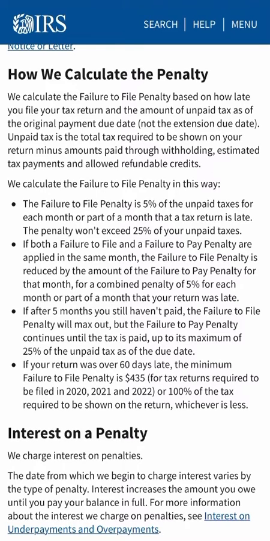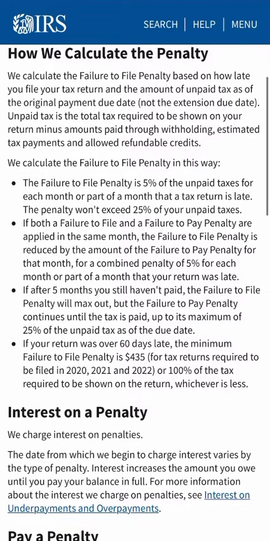So any unpaid tax is essentially the total tax that is required, and it's shown on your tax return minus any amounts that you paid through withholding, through estimated tax payments, and or through allowable refundable credits. I'm going to talk about refundable credits just to give you guys an understanding of the differences between the two, because some credits are refundable and some are not. So the IRS calculates the failure to file penalty in the following way.